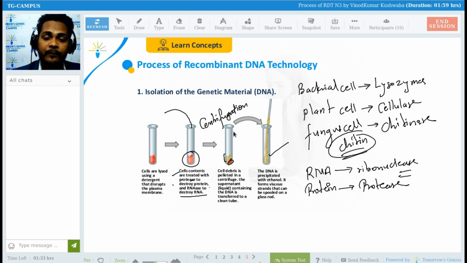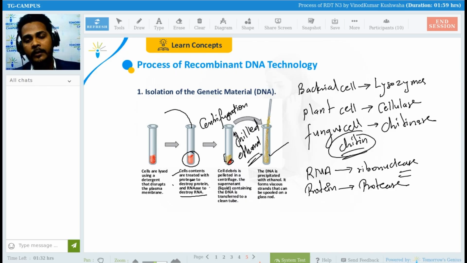After transferring it, you need to add chilled ethanol. The purified DNA is finally precipitated out after the addition of chilled ethanol. Keep in mind that chilled ethanol is required. You add the chilled ethanol, and then you can transfer the entire supernatant into another tube. That can be considered your pure DNA. Is this clear, how to isolate the genetic material?